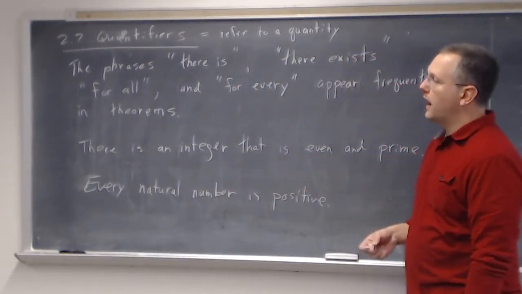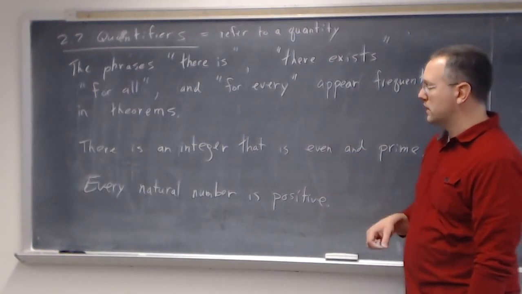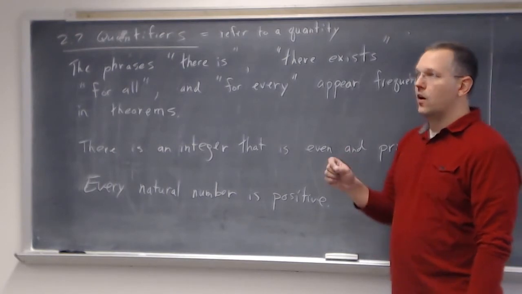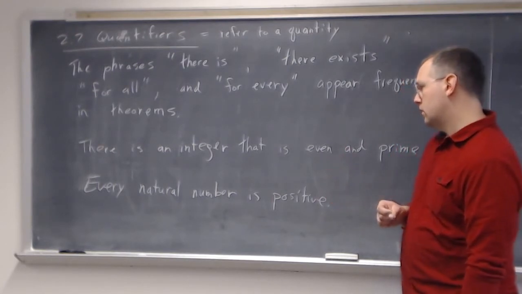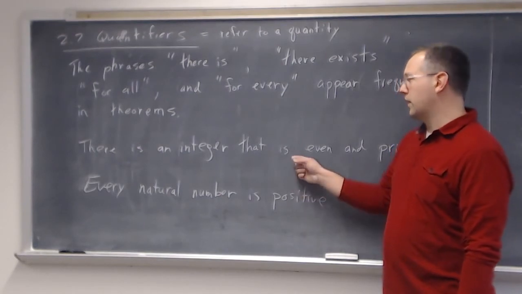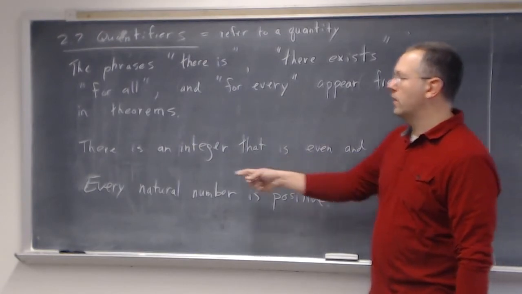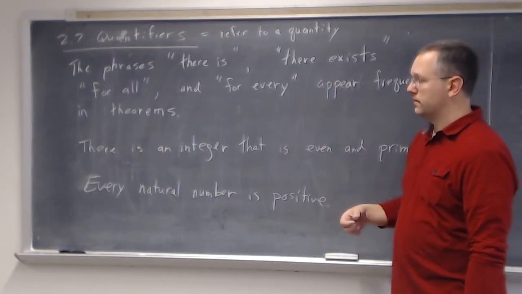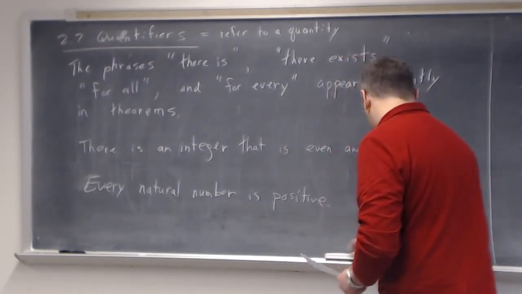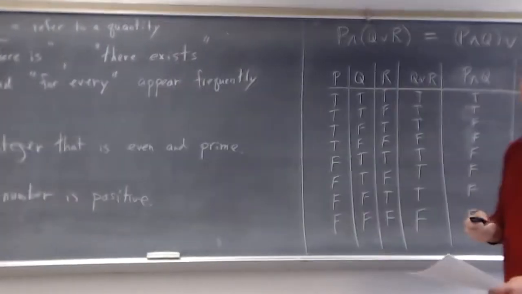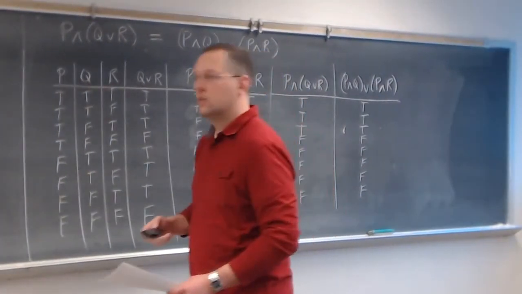Okay? So we're going to look at how we can write these using symbols. Well, we could probably write this one without quantifiers, and I'll show you how you can do that. But this one, I think you really need a quantifier that describes this phrase, there is or there exists. Okay? Here are the symbols. The quantifier.